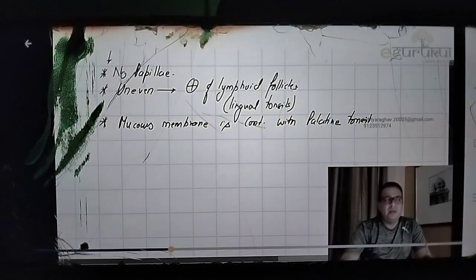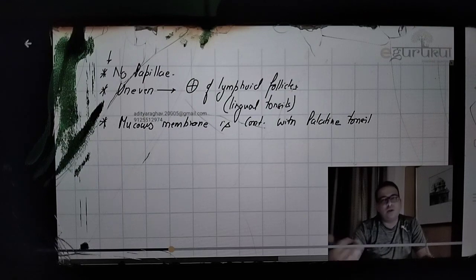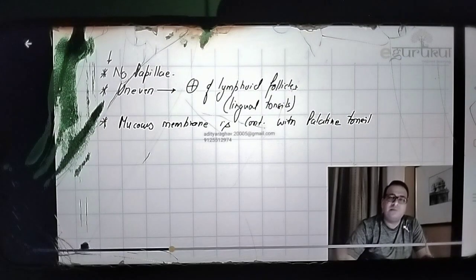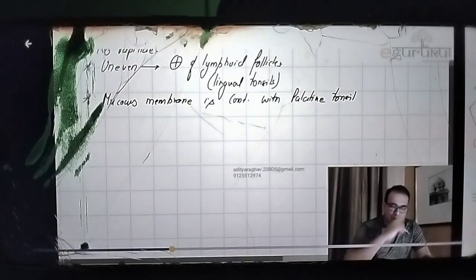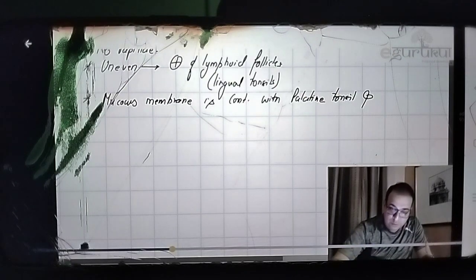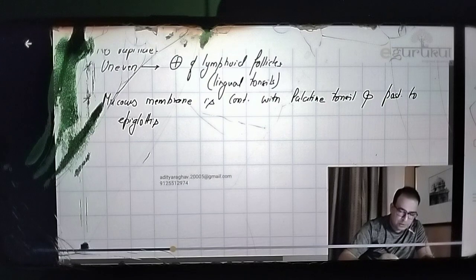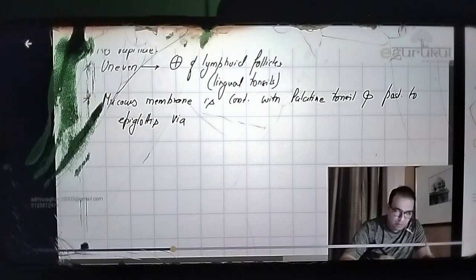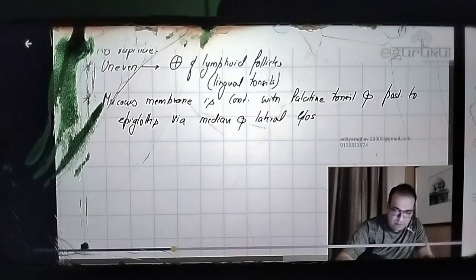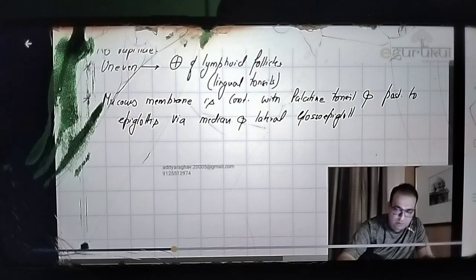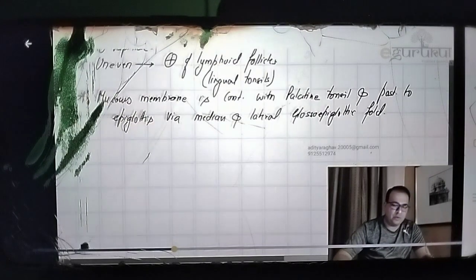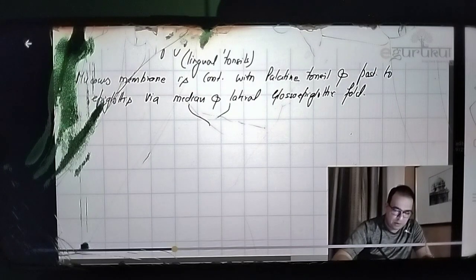And the same epithelium, right? If you look at the posterior one-third of the tongue, or the soft palate, or the epiglottis, the lining epithelium is the same, stratified squamous. So the mucous membrane is continuous with the palatine tonsil and posteriorly to what? To the epiglottis. In what form? Via the median and lateral glossoepiglottic fold, and obviously between this median and lateral glossoepiglottic fold, the space which is present is called the vallicula.